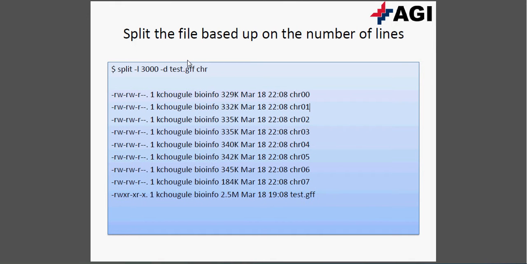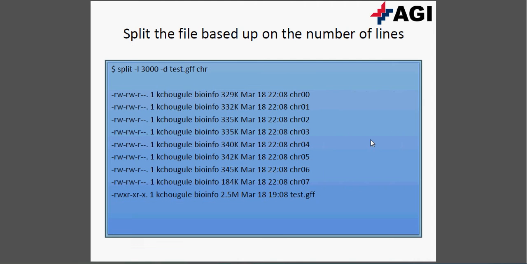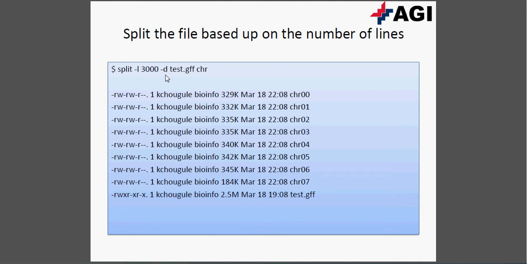And I can also split the file based upon the number of lines that I want in the file. For that I use the option -l followed by the number of lines that I want in my output file. So here it is 3000. So each of these output files, starting from 0 to 7, have 3000 lines in them.